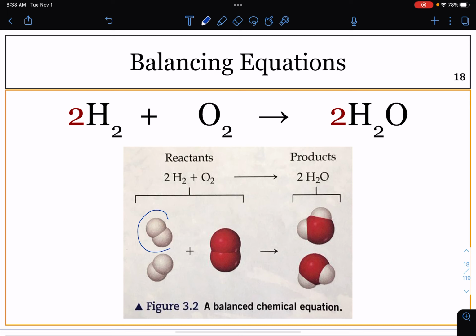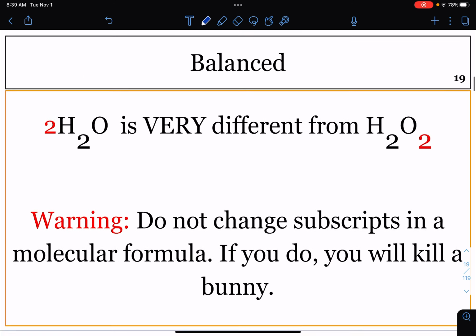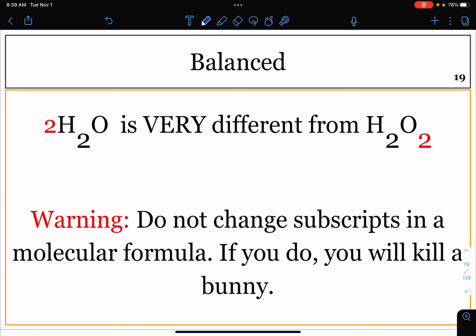We need 2 H2 molecules to react with 1 molecule of O2, and this produces 2 water molecules. This reaction will always happen this way. You can't produce just 1 water molecule with hydrogen and oxygen, or H2 and O2. So again, subscripts are very different than coefficients. 2 water molecules is very different than H2O2.